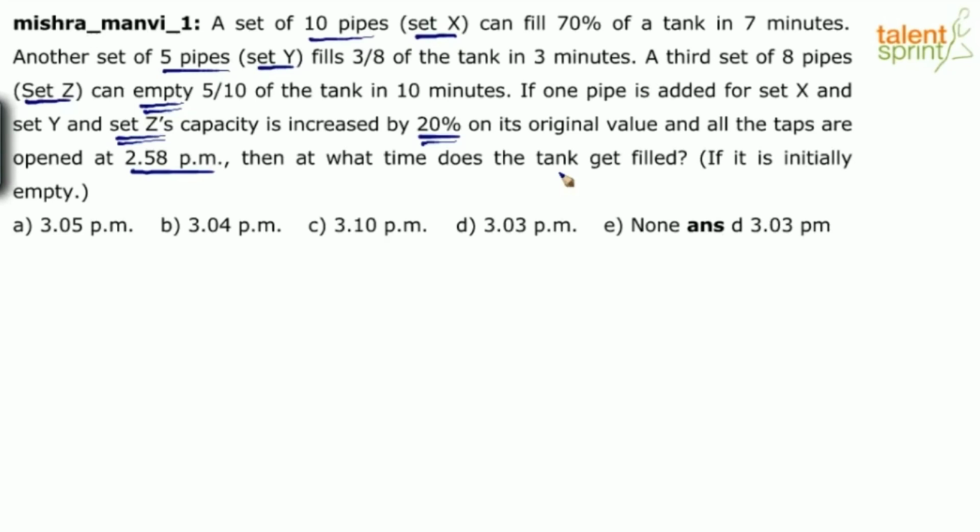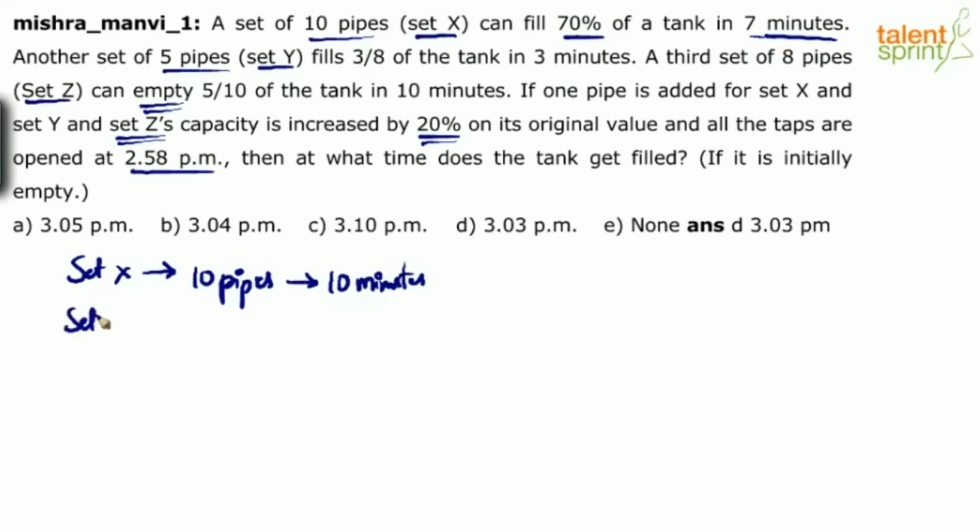But as such, if you see, it's not very complex, because he says a set of 10 pipes can fill 70% of the tank in 7 minutes. See, if 70% is filled in 7 minutes, 100% will be filled in 10 minutes. Are you able to follow? Set X can fill 70% in 7 minutes. So can we conclude that set X, which has got how many pipes? 10 pipes, right, will fill the tank in 10 minutes? Yes or no? 70% is 7 minutes. All these 10 pipes together, they can do 70% of the work in 7 minutes. So obviously 100% they will do it in 10 minutes.